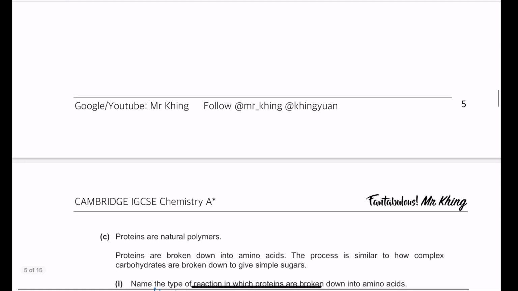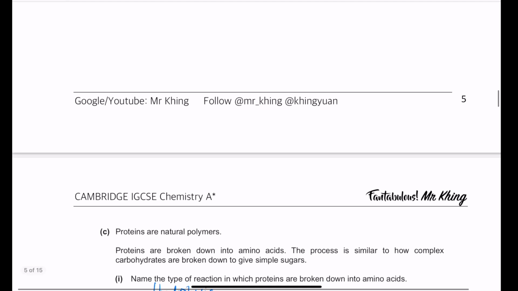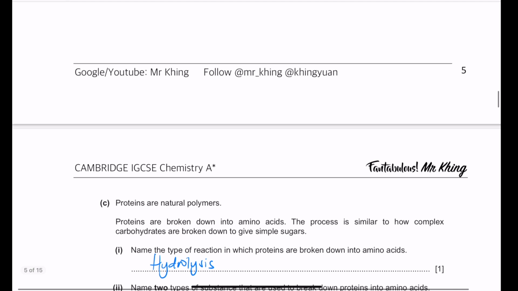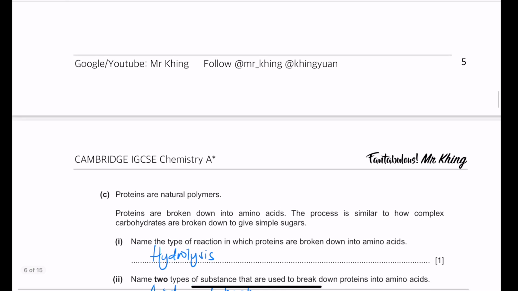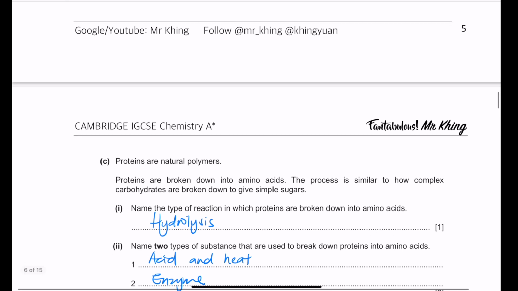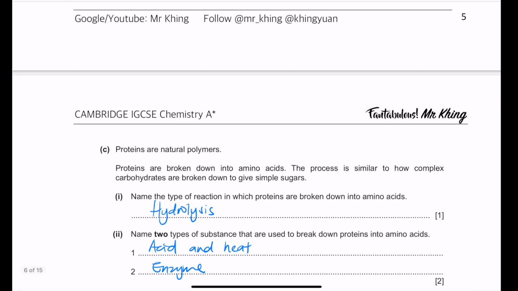And then next, I see proteins are broken down into amino acids. So name the type of reaction in which proteins are broken down into amino acids. It's called hydrolysis. And what are the two different substances needed to carry out hydrolysis? Acid and heat and enzyme. So these are the two different conditions needed.